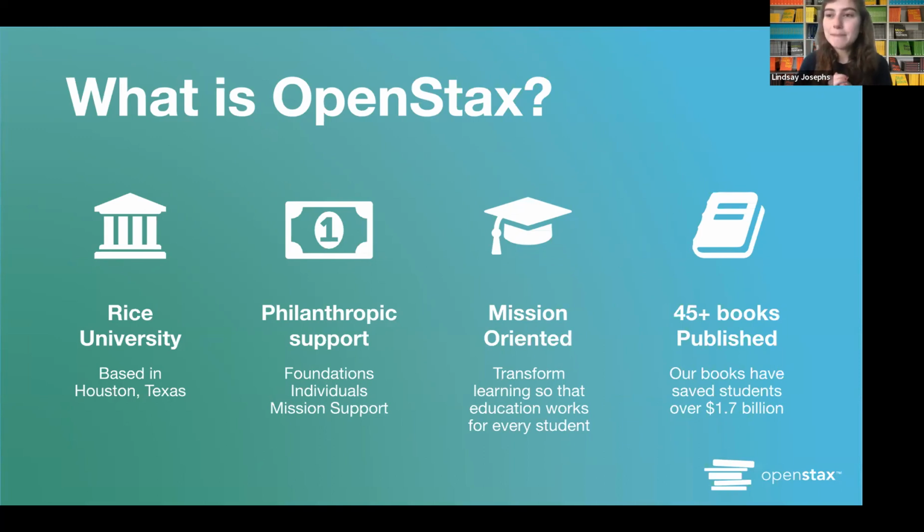Next, Openstax is mission-oriented, and our work is centered around transforming learning so that education works for every student. One of our main areas of work is publishing our library of free, openly licensed textbooks. Since 2012, we have published over 45 textbooks, in the process saving students over $1.7 billion.